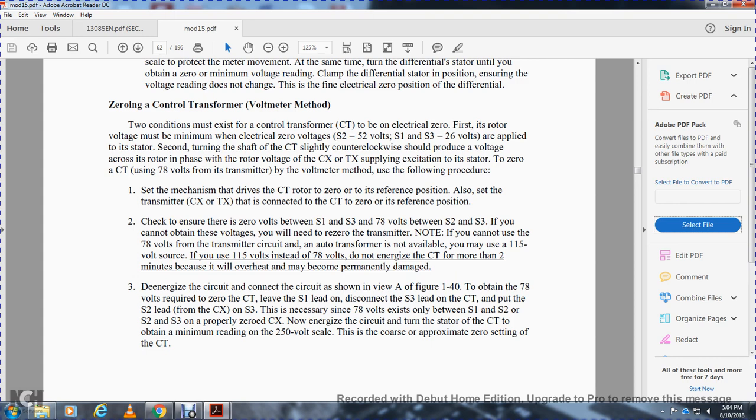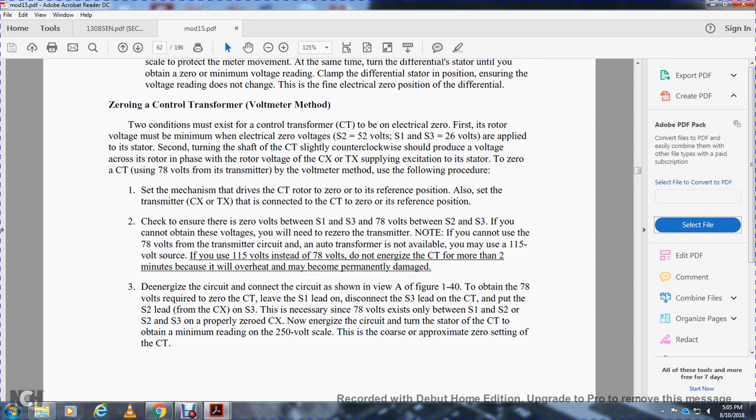Note that if you cannot use the 78 volt transmitter circuit, the auto transformer can be used with the 115 volt source at 108 to 115 volts instead of the 78 volts. Do not energize the control transformer for more than 2 minutes because it will overheat and become permanently damaged. Energize the circuit connected as shown in figure 140 to obtain 78 volts to zero the control transformer.